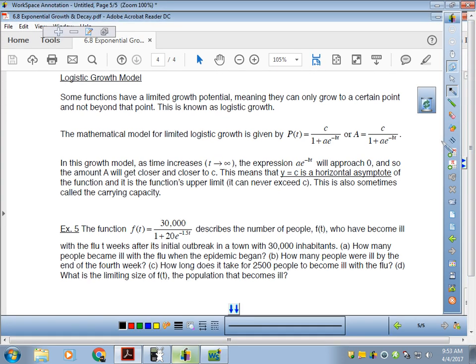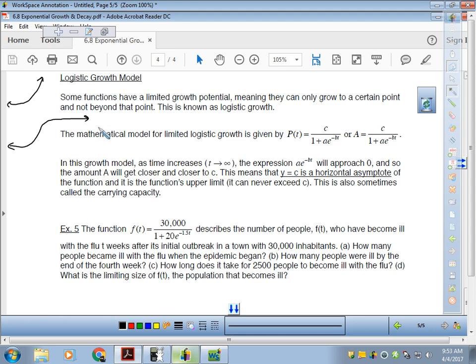So logistic growth is when your function has a certain maximum that it's going to reach. It has an upper limit that it cannot exceed. Most exponential functions look like this. They just keep growing and growing and growing. Logistic ones kind of look like this. They grow, and then they reach a maximum, and they flatten out. So it grows for a little while, just like this one does, but then it flattens.